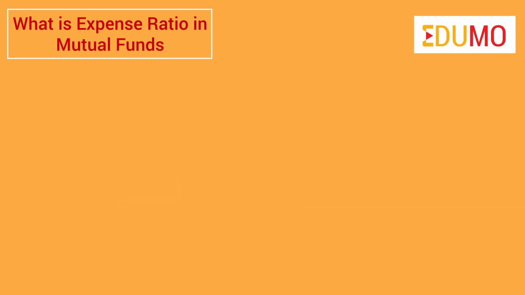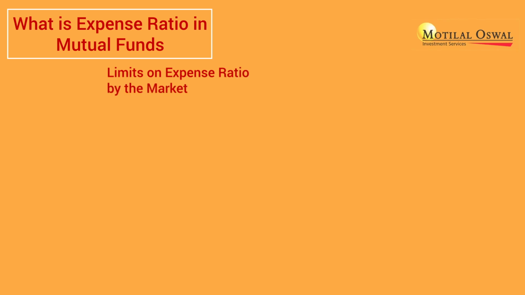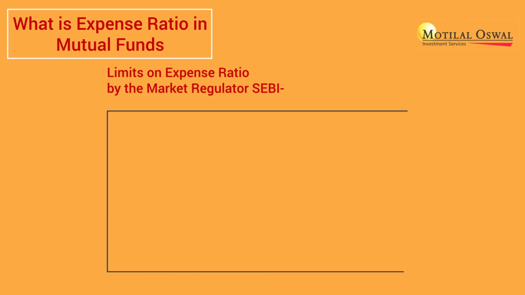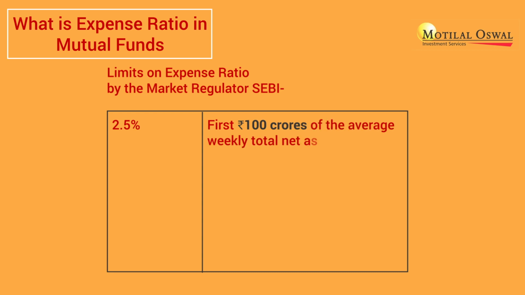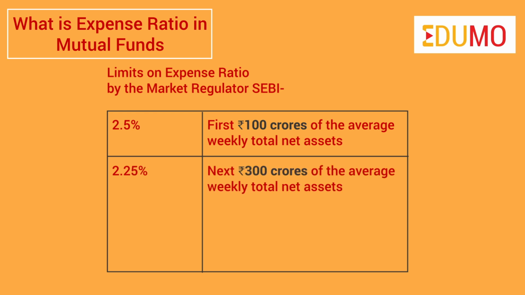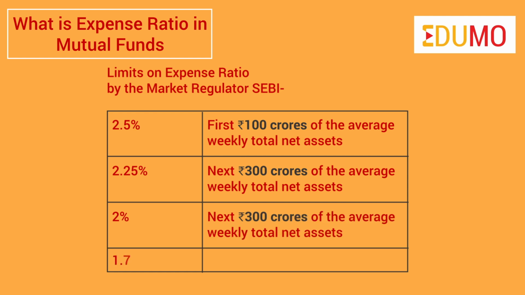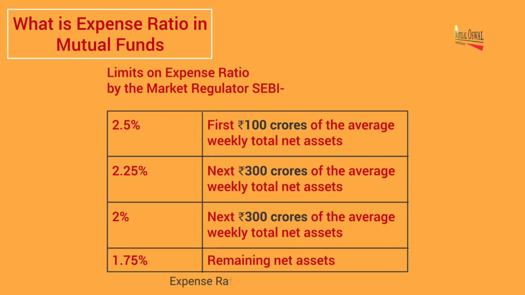Let us understand how mutual funds in India charge us this ratio. The markets regulator SEBI has fixed limits on the expense ratios. The limits on the total TER are 2.5% on the first 100 crores of the average weekly total net assets, 2.25% for the next 300 crores, 2% for the next 300 crores, and 1.75% for the remaining net assets. The expense ratio limit for all debt funds is 2.25%.